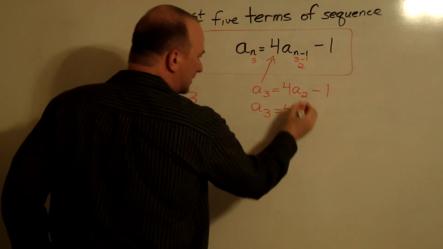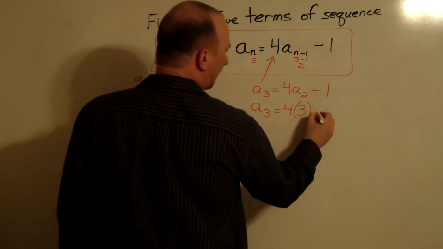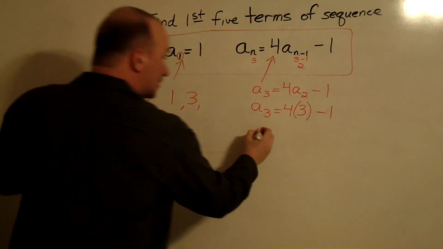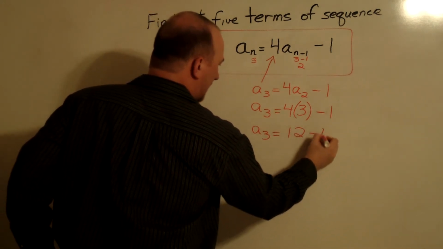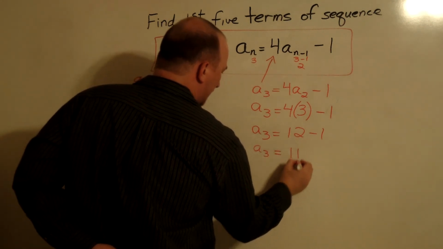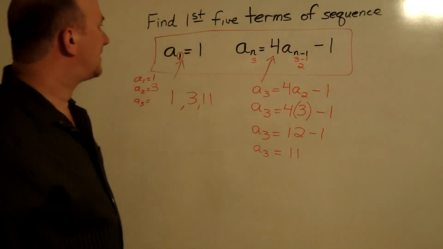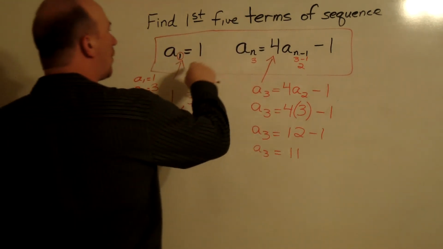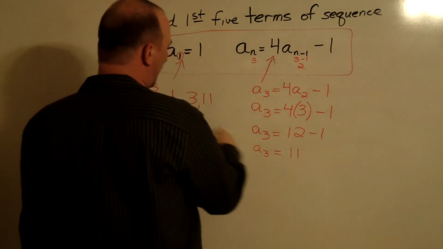But what was A sub 2? A sub 2 was 3. The number 3. A sub 2 was 3. So we would have A sub 3 equals 12 minus 1. 12 minus 1 is 11. You could continue this process and get all the first 5 numbers of the sequence. All you need to do is have your starting position and you need your rule that generates all the numbers.